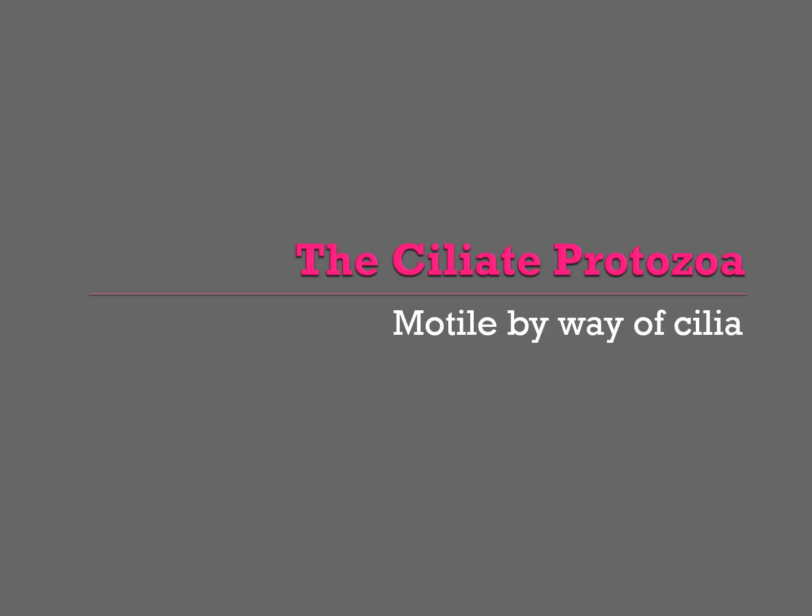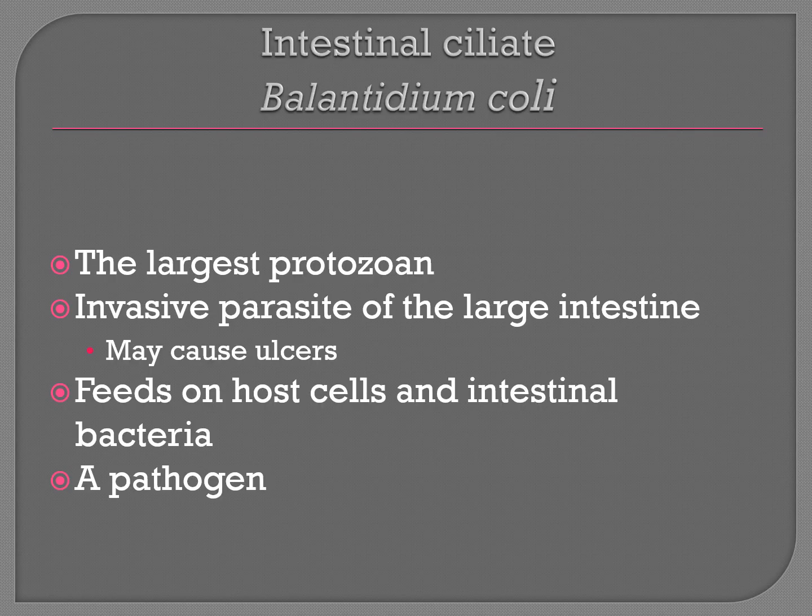All right, let's go ahead and talk about the ciliate protozoans. These are protozoans that are motile by way of cilia, and there's really only one that will affect humans, and that would be Balantidium coli. So let's go ahead and proceed to the next slide. Balantidium coli is the only ciliate pathogen to humans. Now, pigs can harbor this organism, and we can actually come in contact with this ciliate by eating pigs.